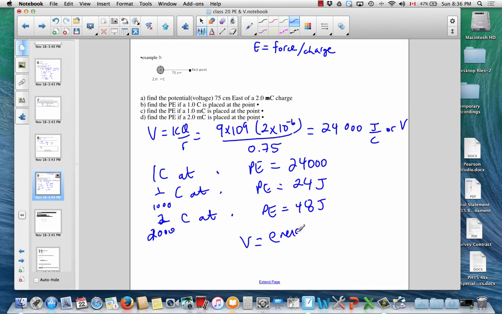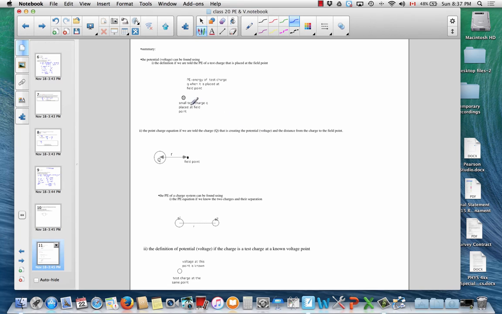So what does voltage tell you? It tells you it's an energy field. It tells you how much energy you'll have if you put a coulomb at that point, even if there isn't anything there. This is just an empty point in space. So to recap then, voltage is the ratio of energy per charge in joule per coulomb or volt units, and we can find it for a point charge using kq over r.